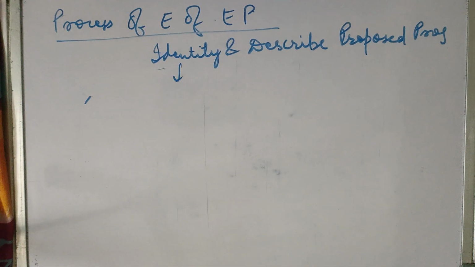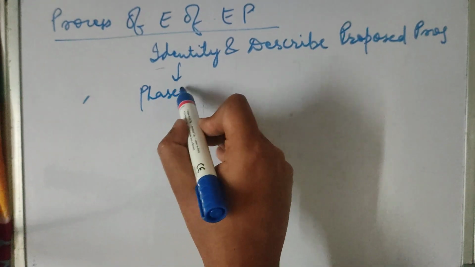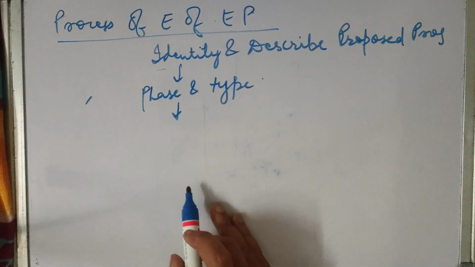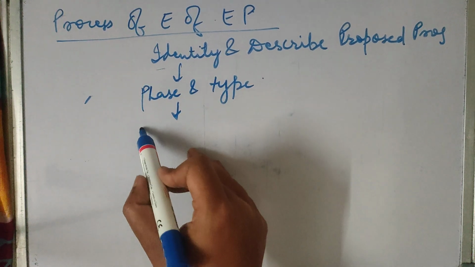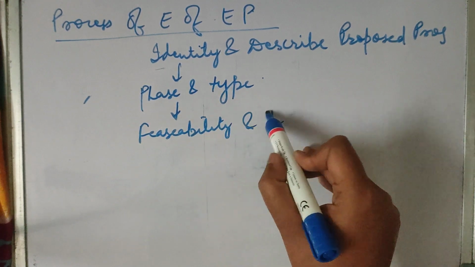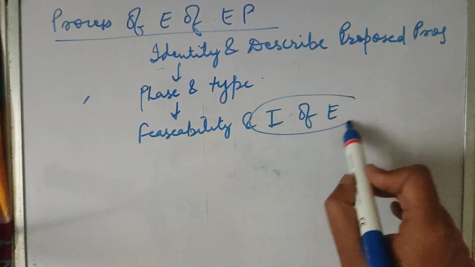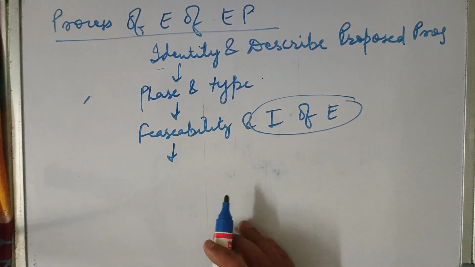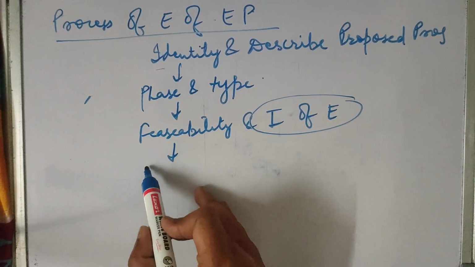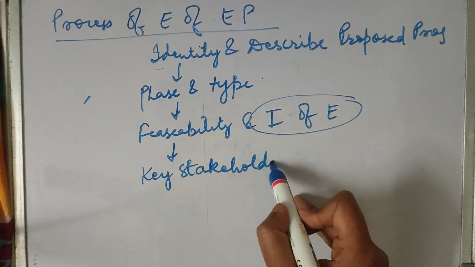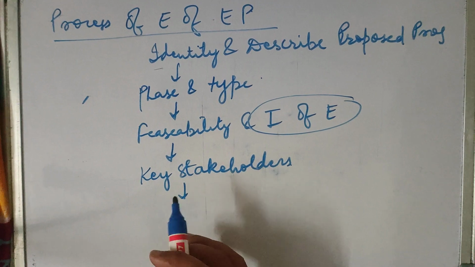Secondly, we'll identify the phase and type of evaluation study, the phase and type in which we need our evaluation to be done. Then assess the feasibility of implementing the evaluation. Suppose this evaluation is implemented, what changes will it make? Identify and consult key stakeholders at various levels, such as farmers, extension workers, government agencies involved, etc.